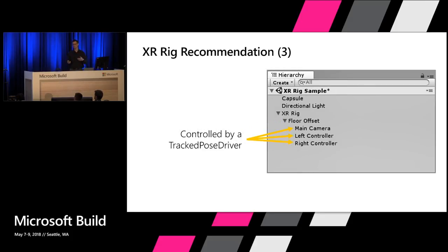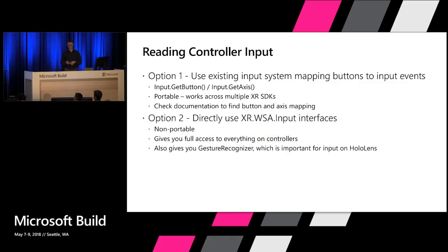And then finally, we have nodes for the camera and any controllers. And you can just add the track pose driver on these and use these to drive the headset position and the hand position. So that gives you input about where the headset is and where the controllers are. But you need to do more with input than that. You're going to want to be able to use the buttons on the controllers as well as potentially give haptic feedback to users. So you can't do that through the track pose driver.